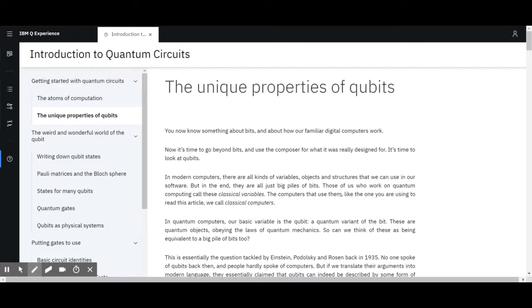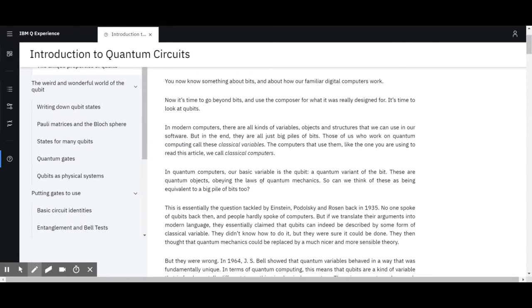first. So let's see. You know something about bits, and how digital computers work. It's time to go beyond that. In modern computers, there are variables, object structures, and so on. Those are classical variables. In quantum computers, our basic variable is the qubit, a quantum variant of the bit. These are quantum objects obeying the laws of quantum mechanics.